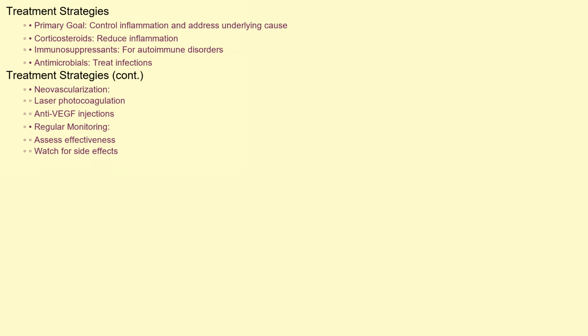The primary goal of treatment is to control the inflammation and address the underlying cause. Corticosteroids, either as eye drops, injections, or oral medications, are often used to reduce inflammation. Immunosuppressant medications may be necessary in cases associated with autoimmune disorders. If an infection is the cause, appropriate antibiotics or antiviral medications will be prescribed. In cases of neovascularization, laser photocoagulation or intravitreal injections of anti-VEGF medications may be used to prevent further damage. Regular monitoring is crucial to assess the effectiveness of treatment and to watch for any potential side effects.